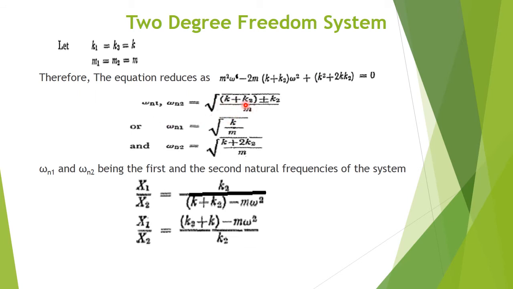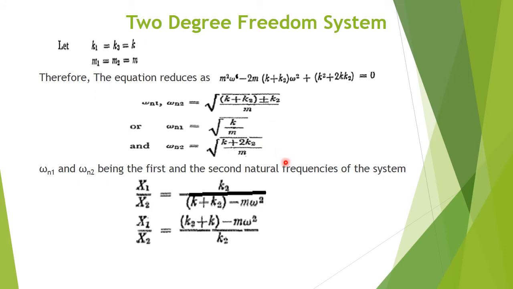so we will get omega n1 and omega n2 as under root of (k plus k2 plus minus k2) divided by m. Considering the plus sign and the minus sign, we will get two values. So the natural frequency of the system, omega n1, is equal to under root k by m, the first natural frequency, and the second is under root (k plus 2k2) by m. So these are the two natural frequencies of the system.